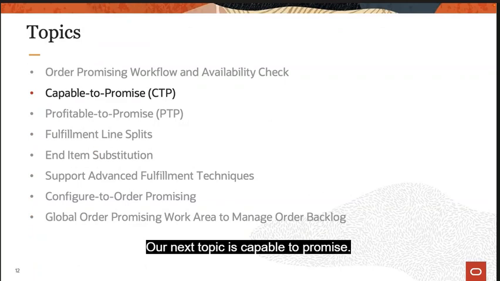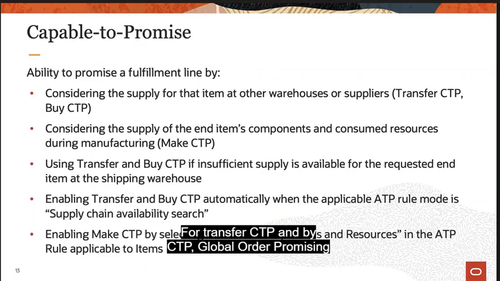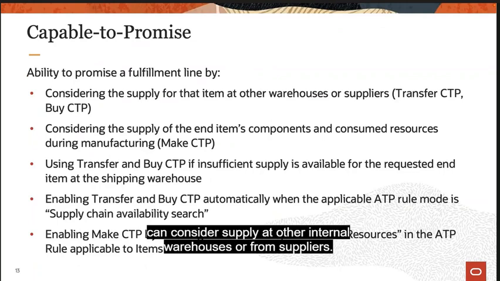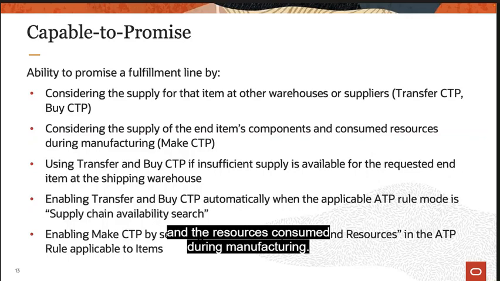Our next topic is capable to promise. You can promise a fulfillment line by looking beyond the shipping warehouse. For transfer CTP and buy CTP, global order promising can consider supply at other internal warehouses or from suppliers. For make CTP, it can consider the availability of the end item's components and the resources consumed during manufacturing.